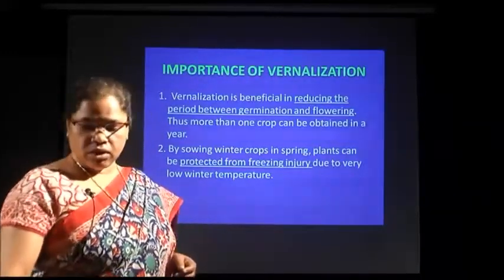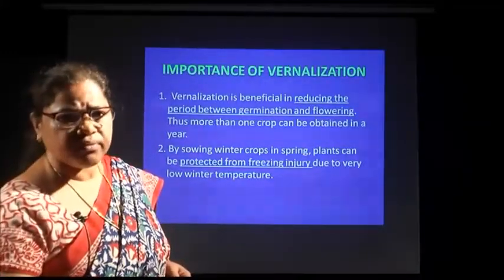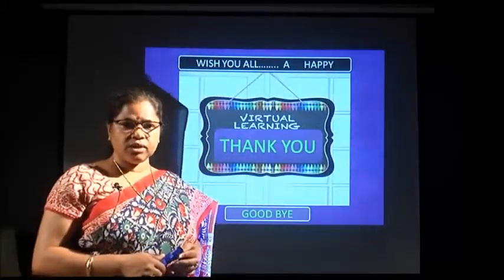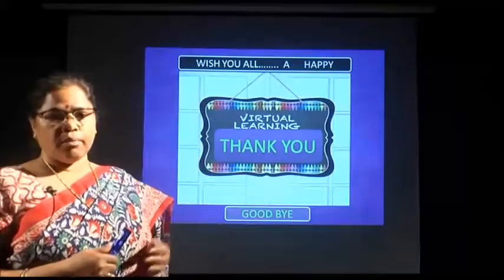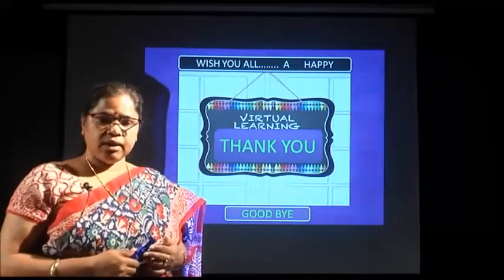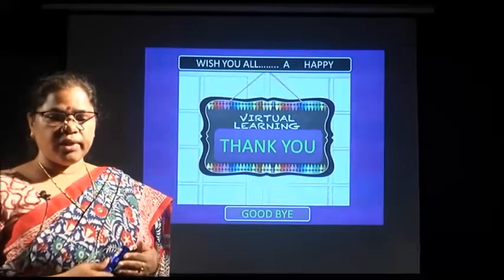So with this we come to an end of this lecture. We have discussed the 4 different types of physiological processes: germination, dormancy, photoperiod and vernalization. I think you must have a good understanding of it.